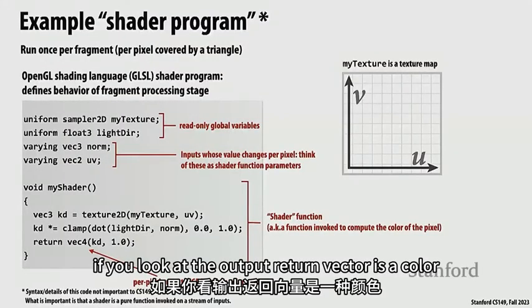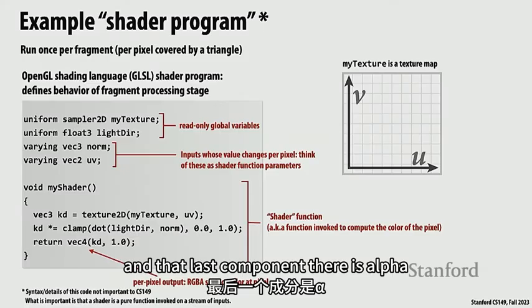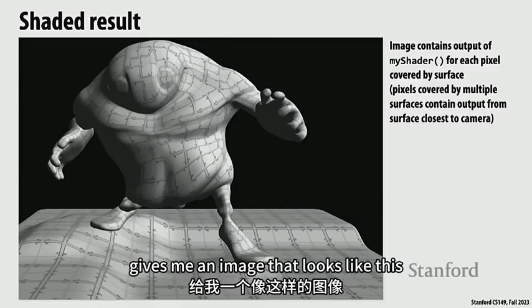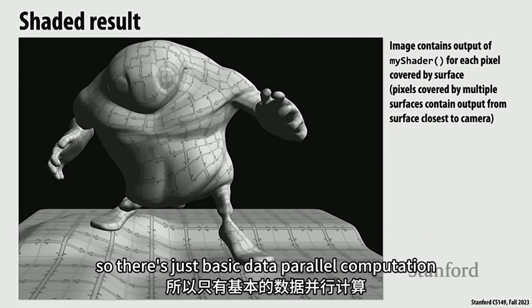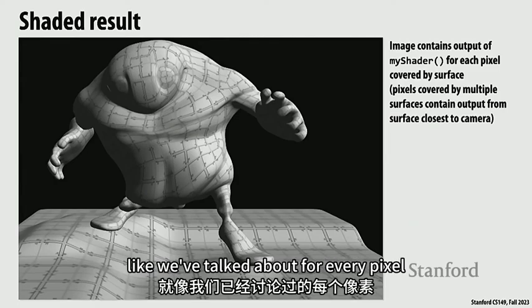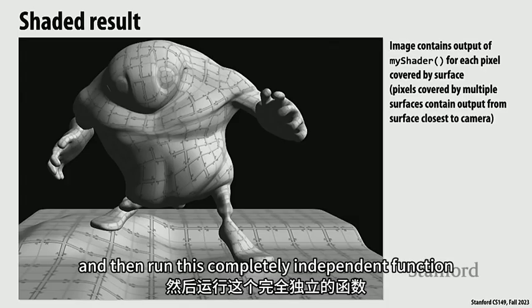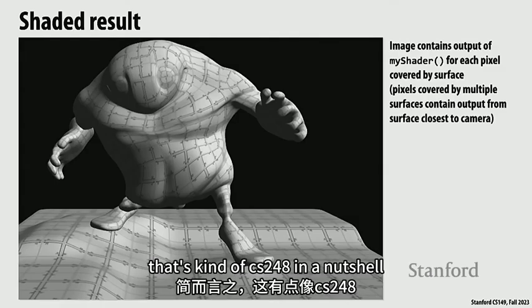If I run this code for every single pixel on screen, I compute a color. If you look at the output, the return vector is a color. This is like KD is a vec3 RGB, and that last component there is alpha. Running this function for every pixel gives me an image that looks like this. So there's just basic data parallel computation like we've talked about. For every pixel, compute some inputs, and then run this completely independent function on every pixel to compute some colors. That's kind of CS248 in a nutshell.